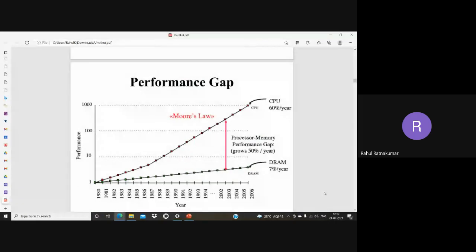Now, this we had discussed yesterday, Moore's law. There's a performance gap. The memory speed is not as high as processor speed. We are considering DRAM here.